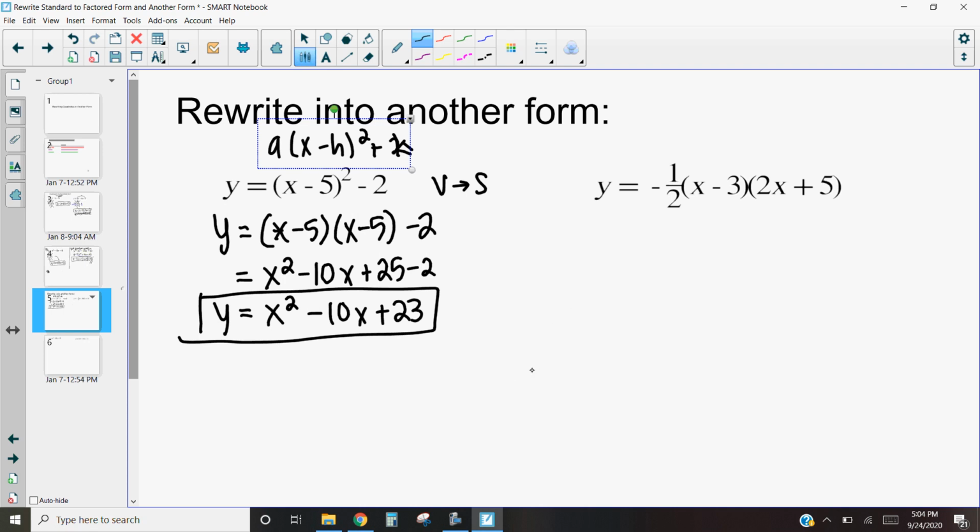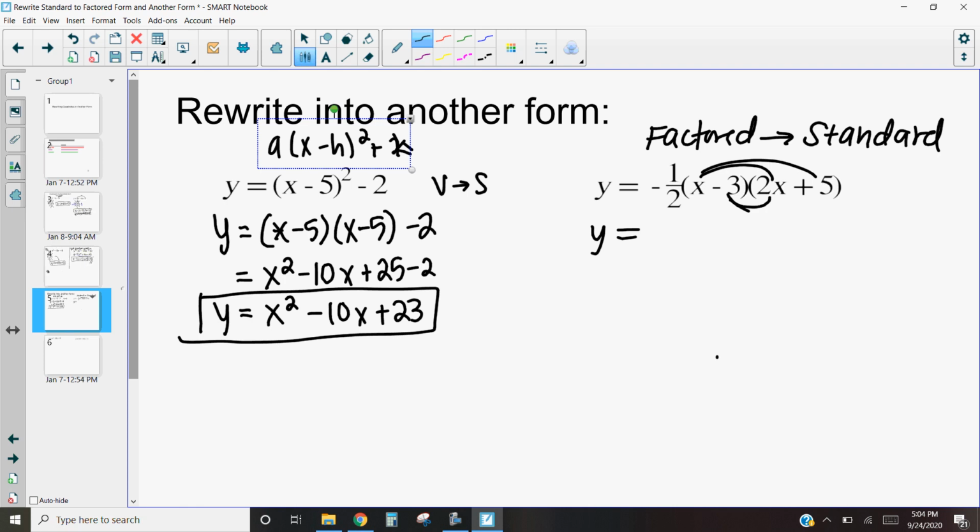Guess what? This one over here is in factored form, and it is so easy to go from factored form into standard form because all you have to do, that's right, is multiply it out. So let's take a look at this one and multiply it out. So I want to FOIL this. And so I've got negative 1/2 times, and then x times 2x is 2x squared, x times 5 is 5x, negative 3 times 2x is negative 6x, and negative 3 times 5 is negative 15.